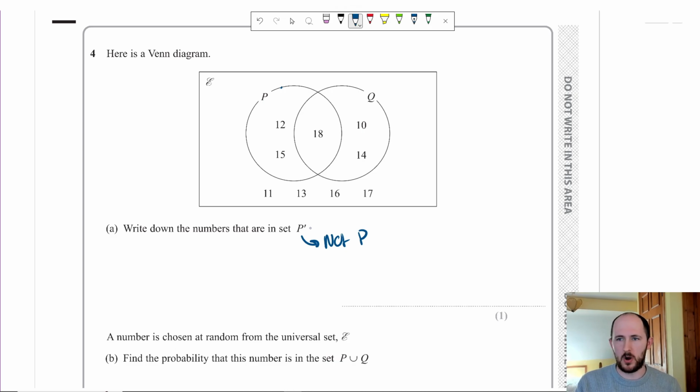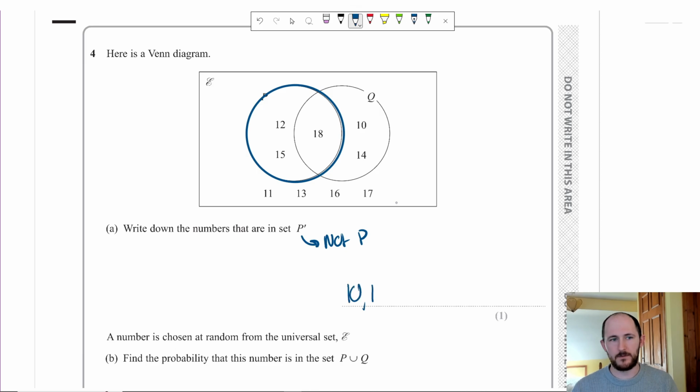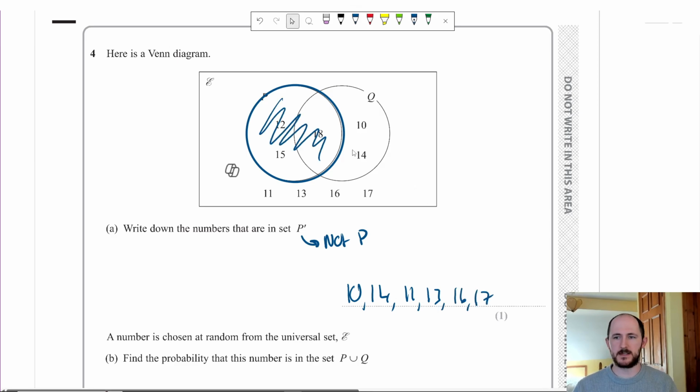So if I asked you what are the numbers in set P, you would look at the P circle and you would say, okay, the numbers in set P are 12, 15 and 18, and you'd be correct because all of those numbers are inside P. But when it says not P, you're looking for everything that is not in P, which is 10, 14, 11, 13, 16 and 17. If you'd like, I could scribble out those numbers and it's just every other number that you can see.